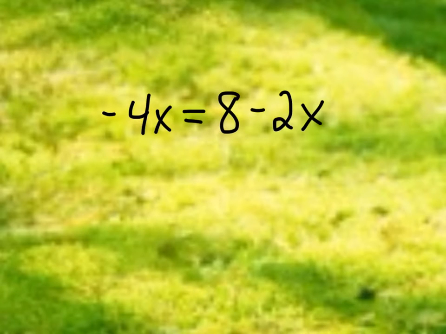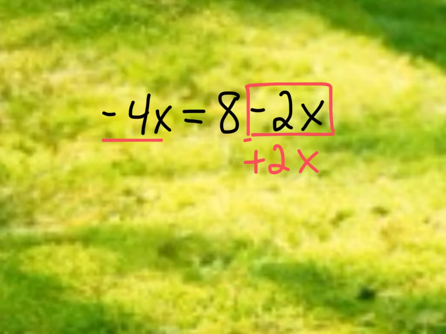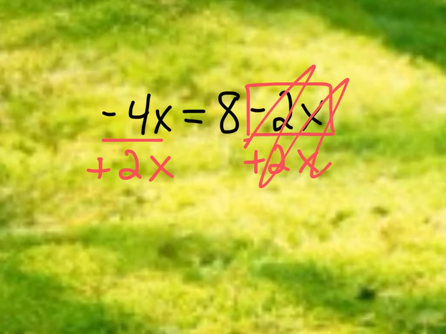So same idea as before. We've got x's on both sides. So what I'm going to do is get rid of this minus 2x by doing the opposite. I'm going to add 2x. And what that'll do is cancel that out. So we'll have only x's on our left side of the equation here. And if we do negative 4x plus 2x, you would get negative 2x. And that's going to equal 8 on this side.